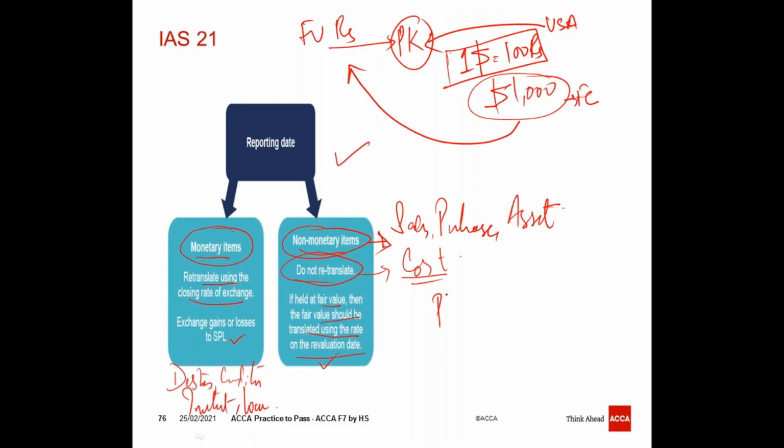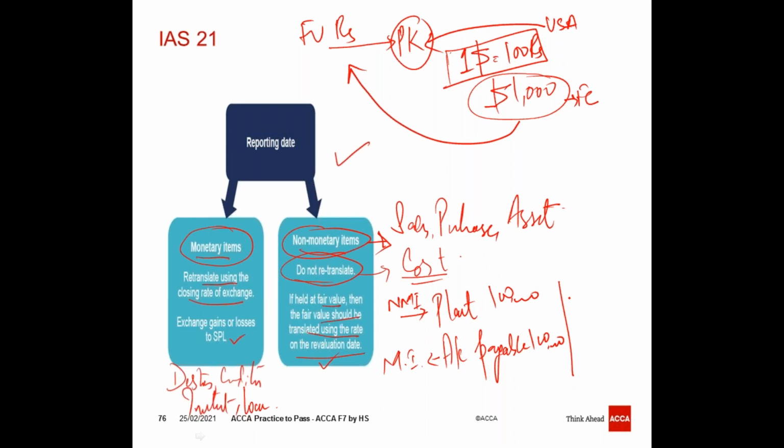So the accounting entry should be plant debit and payables credit. Assuming that we are purchasing this plant on credit terms, the accounting entry should be plant debit, multiplying 100 into 1000, which gives you 1 lakh. The plant will cost you 1 lakh rupees. So this is my non-monetary item, and this account is my monetary item.